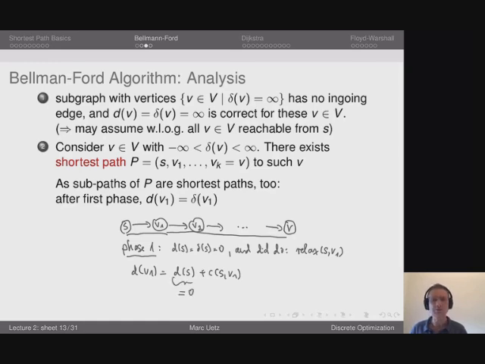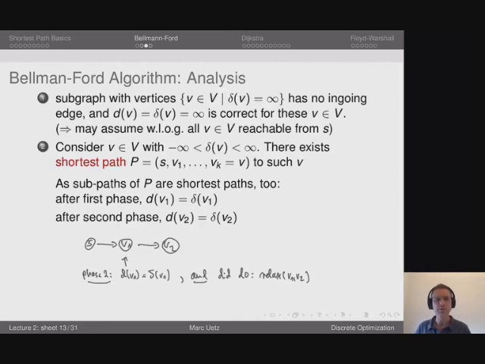This is equal to 0. Okay, so after the first phase, the distance label d of V1 for the first vertex here is correct. But this argument goes on inductively. So after the second phase of the algorithm, what do I know? Well, before the second phase, I already know that these two distance labels have been correct. So in particular, the one of the second vertex on this shortest path.